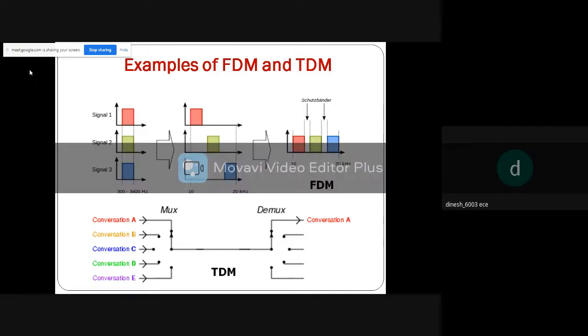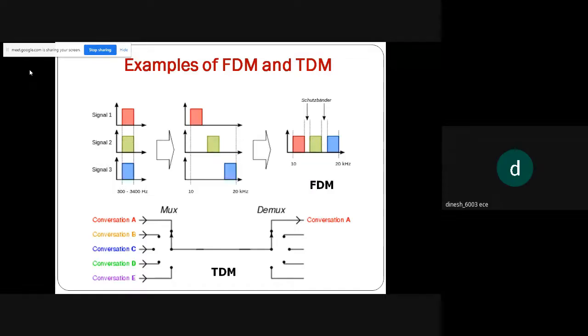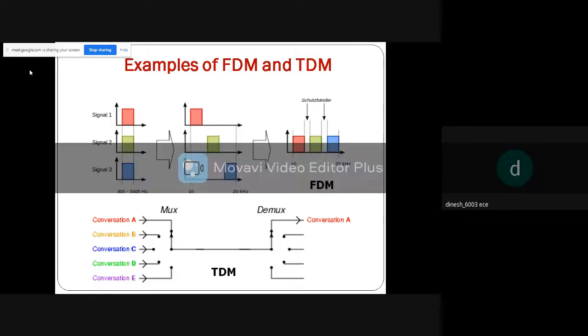You can see in the example of FDM, we have signal 1 in red color, signal 2 in green color, signal 3 in blue color. So at different frequencies in the range of 10 to 20 kilohertz, these are being transmitted. You can see the guard bands are present in between each and every signal: signal 1 red, signal 2 green, and signal 3 blue. Frequency division multiplexing.